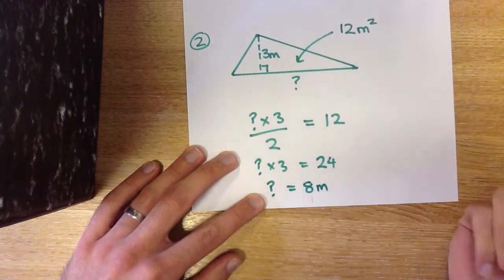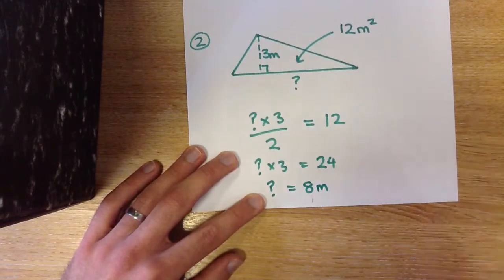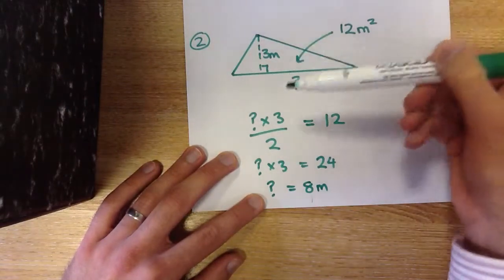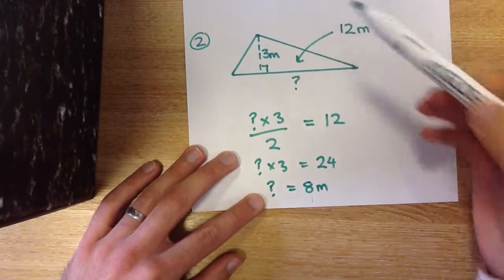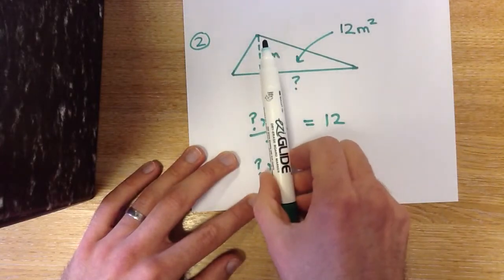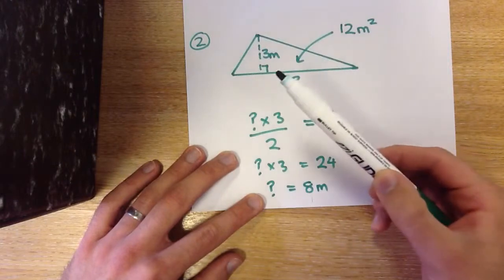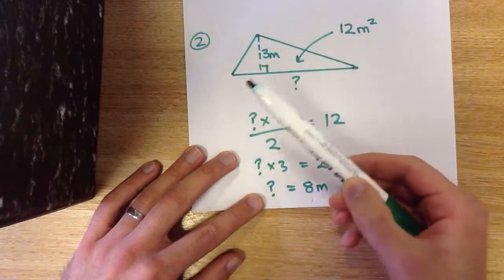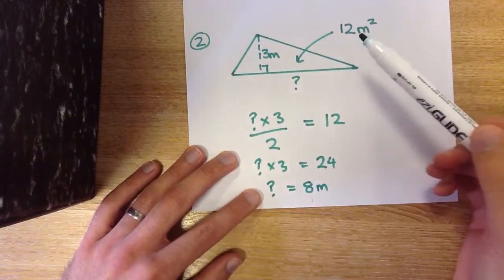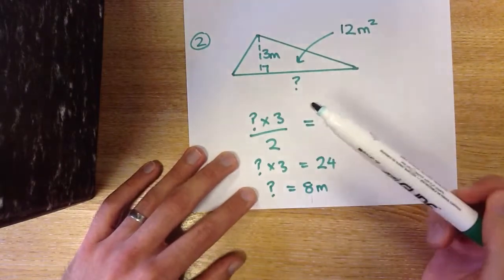because it's a length. And again, we can check it because we know that the area of a triangle is the base, 8, times by the perpendicular height, 3. So 8 times 3 is 24. And then we divide our answer by 2. So 24 divided by 2 is 12 metres squared. So we know we've found out the right answer here.